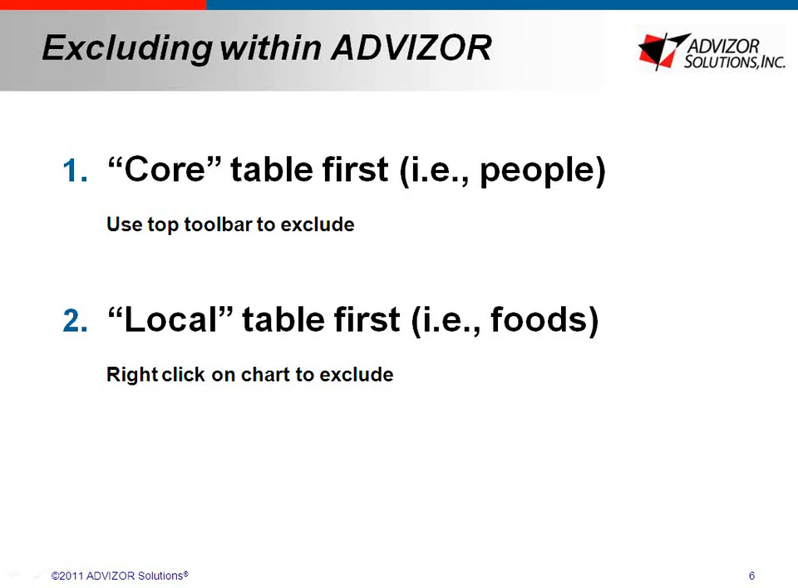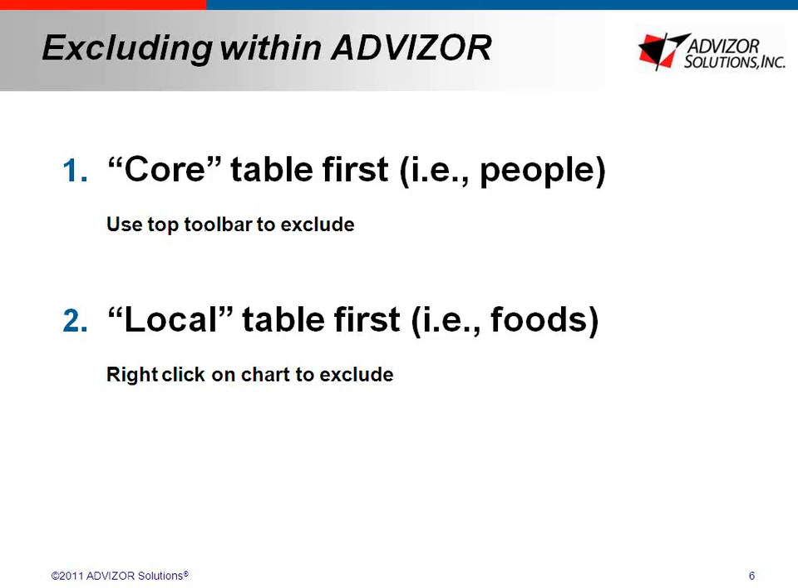So we've kind of been talking about a couple of different key things to keep in mind before we move forward. We have the idea of selecting and excluding data within ADVIZOR, and we have the idea of, within tables, you may have a one-to-many relationship. And then we went a bit further and said, when you're selecting and excluding data, there's actually two ways to exclude data. You can either exclude from the core table first or from the local table first. And these two methods of excluding is where we find people get the most confused.